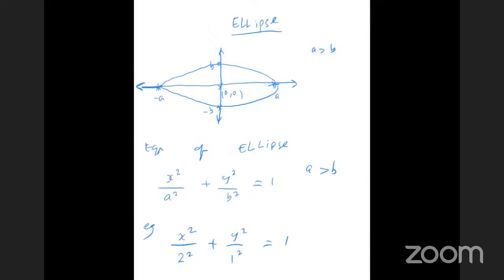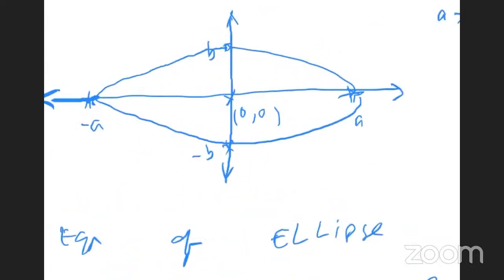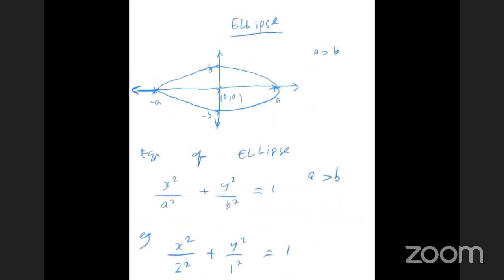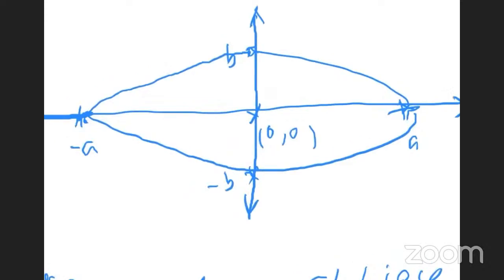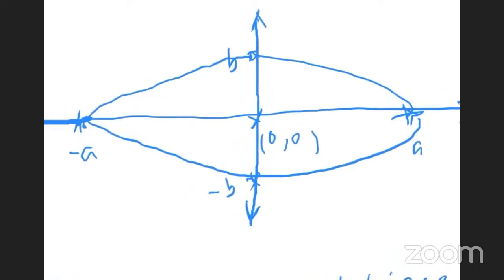All right, so watch here. If we have an ellipse, and the ellipse has a center 0, 0, I'll start with a simple one first. The center is 0, 0. The ellipse has a major axis and a minor axis.